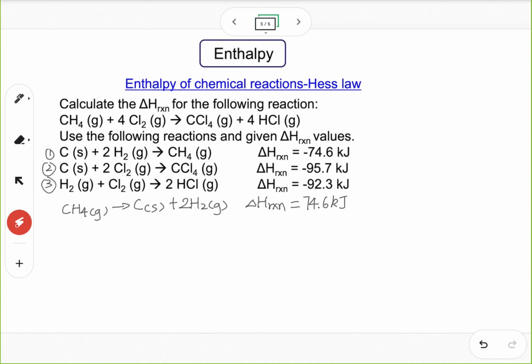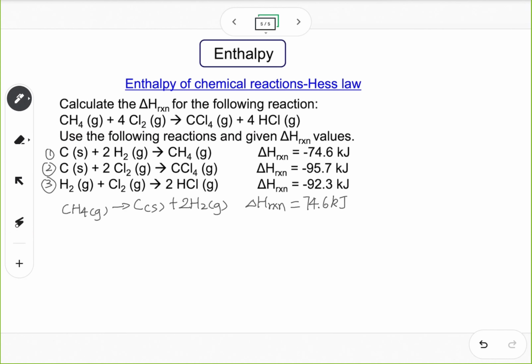All right, so as you see, once we got here, we are a little bit closer to the overall reaction, because methane right now is on the reactant side. Now, what should we do next? Well, what we can try is we add this reaction with the second reaction and see if we can cancel some of the items to get closer to the overall reaction.